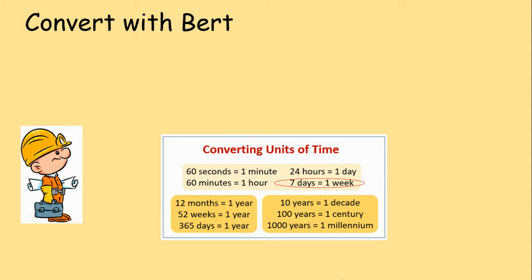I would need to look at the part that says how many days there are in 1 week. There are 7 days in 1 week. Therefore, I need to multiply 7 by 40 to find out how many days there are in 40 weeks.